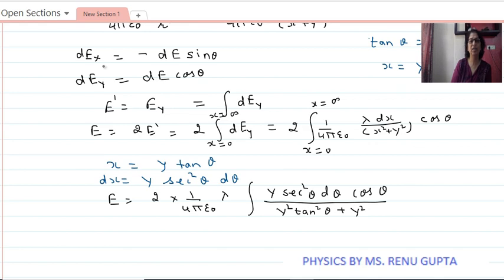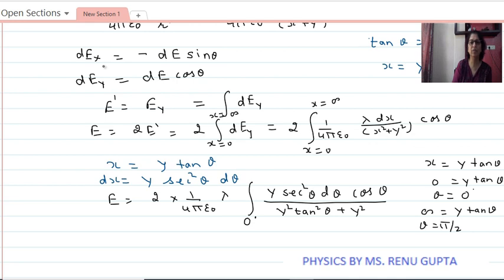Now we have to change the limits. Now for limits, x equals y tan theta. The lower limit is 0 and it will be y tan theta. Tan theta will be 0 when theta equals 0. So here the lower limit becomes 0 degree. Now it will become infinite, y tan theta will be infinite only when theta equals pi by 2. So the limit is from 0 to pi by 2.